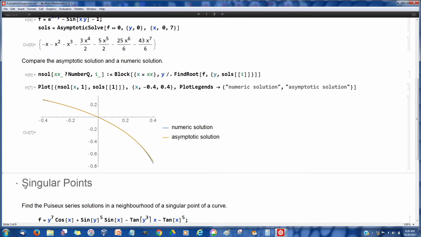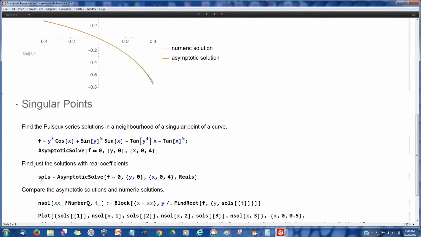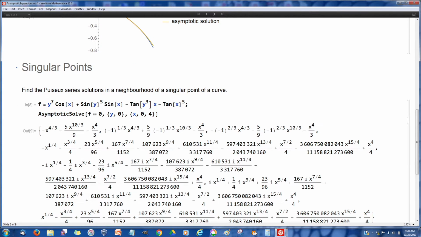Now, the more difficult situation. So again, we have two variables. We want solutions for y in terms of the variable x. But now the function is singular. So we have a multiple solution. And now what we can hope for is a system of Puiseux series.